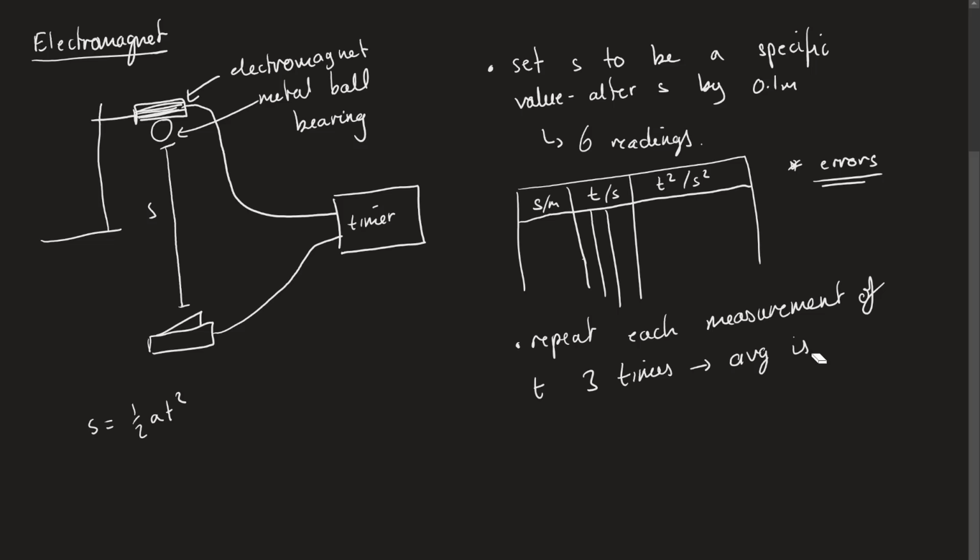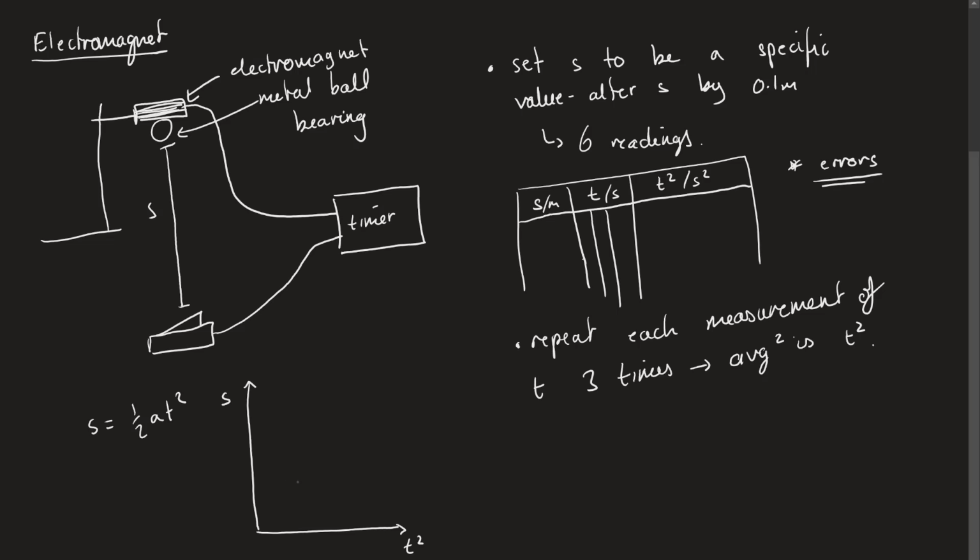Average squared is T squared. Okay. Now, you will then have a column of S against T. Now, if we want the gradient to be a half A, that means S has to be on your y-axis and T squared has to be on your x-axis. So this is S against T squared.